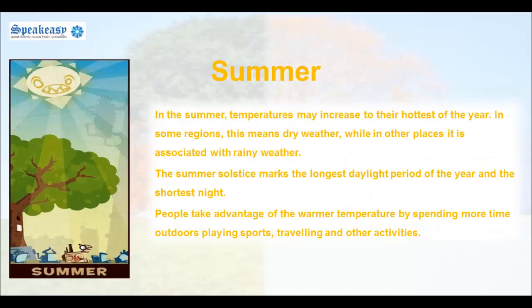Summer. In the summer, temperatures may increase to their hottest of the year. In some regions, this means dry weather, while in other places, it's associated with rainy weather. The summer solstice marks the longest daylight period of the year and the shortest night. People take advantage of the warmer temperature by spending more time outdoors playing sports, traveling, and other activities.